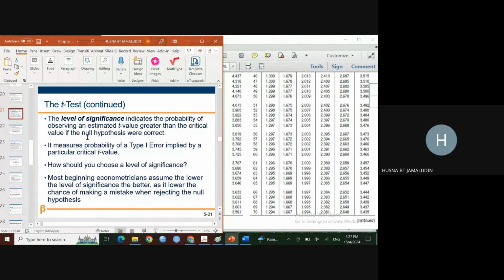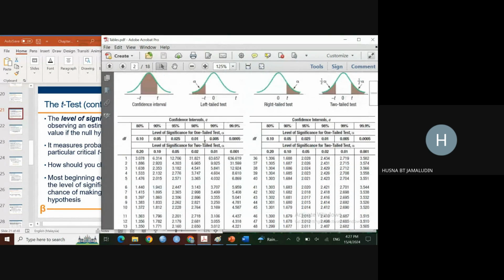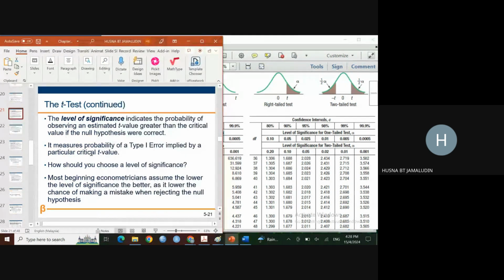The level of significance indicates the probability of observing an estimated t-value greater than the CV if the null hypothesis was correct. So what is this level of significance? If you look at the t-table, level of significance is represented by alpha. If you can see my cursor, I already highlighted the alpha. You can have one tail, you can have two tail, but when we talk about level of significance, we are referring to this alpha. It measures the probability of type 1 error implied by a particular CV.